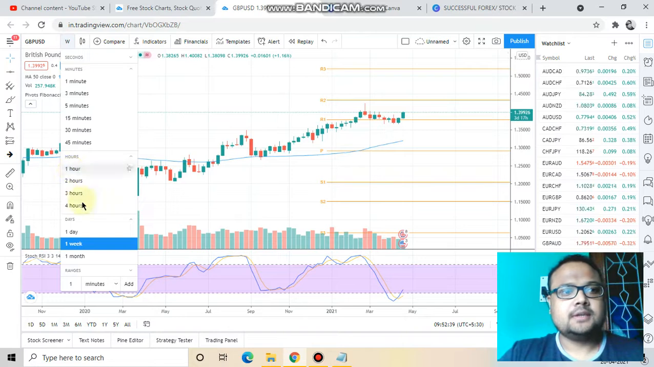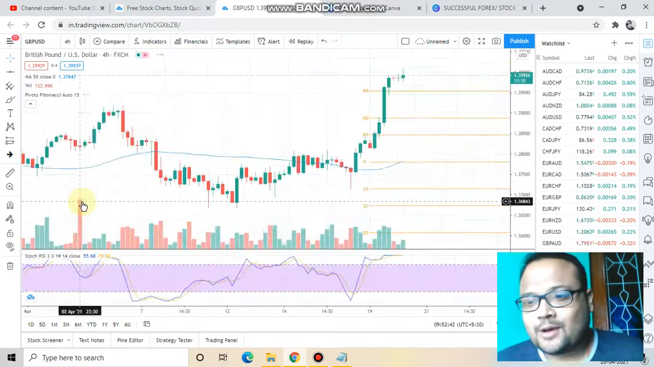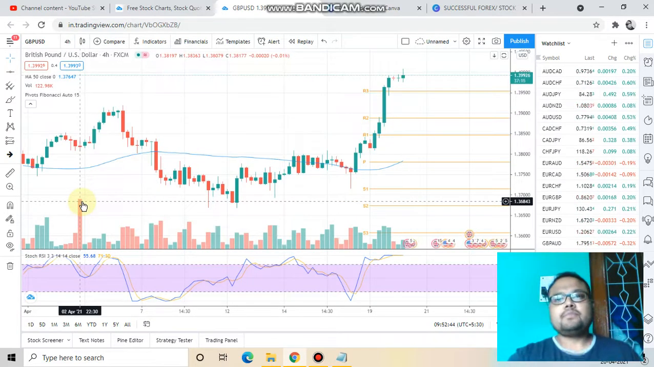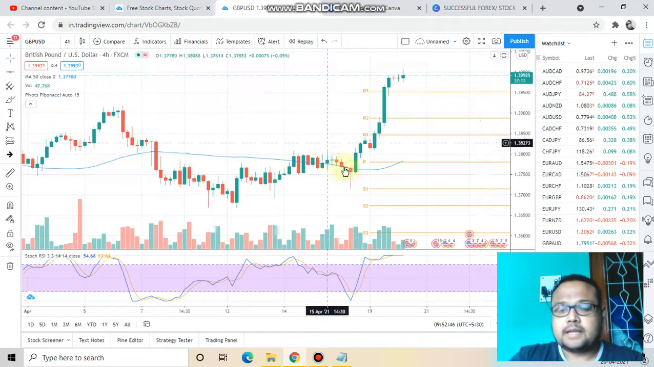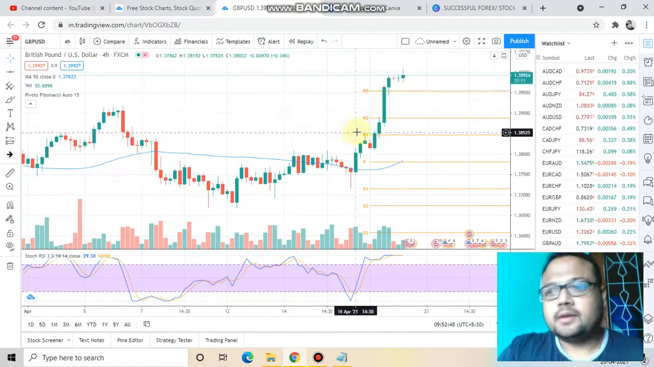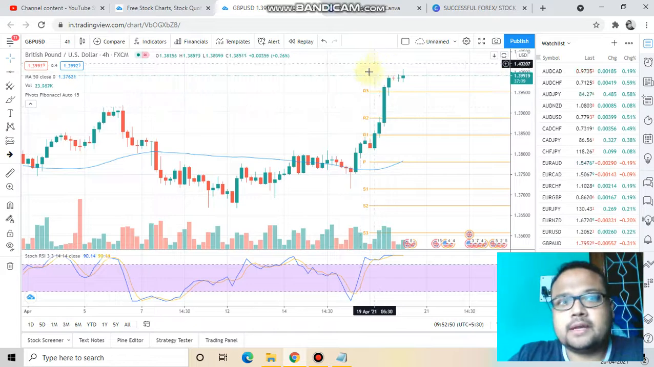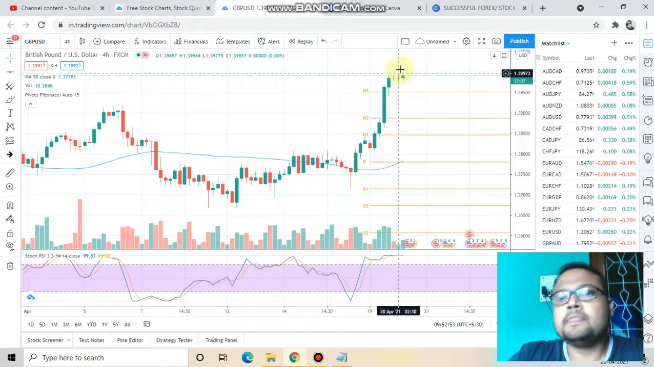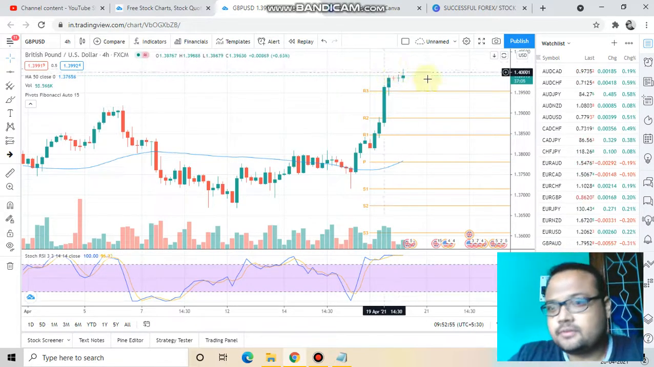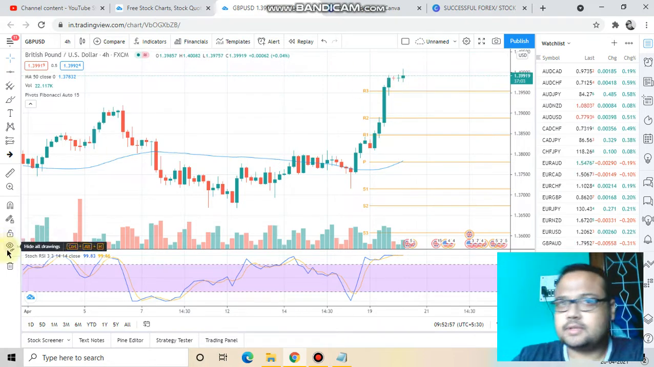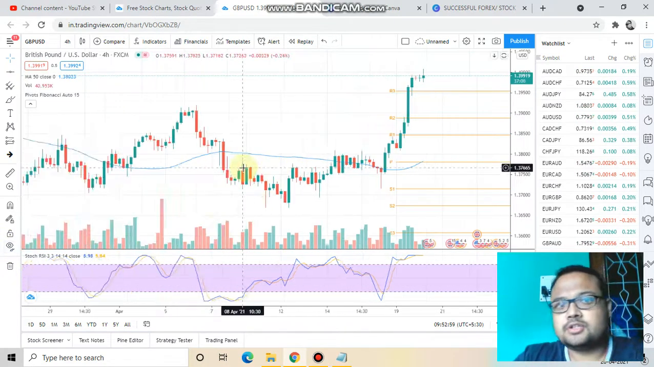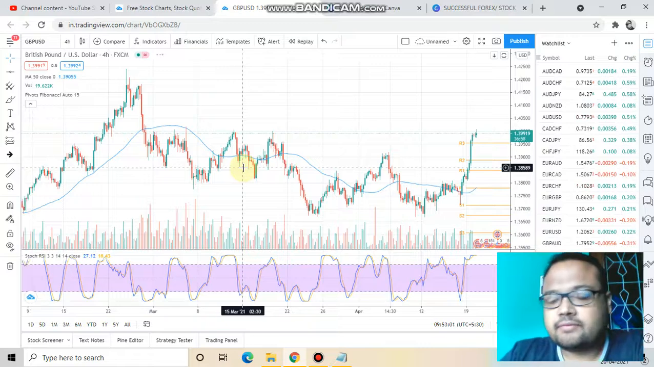Okay, now let's switch to our favorite 4 hours time frame. So we can see that market has formed big green candles and market is going up, and somehow market is getting some price rejection from above. Okay, so this is the picture. Now let's zoom out the chart and let's find out the story.